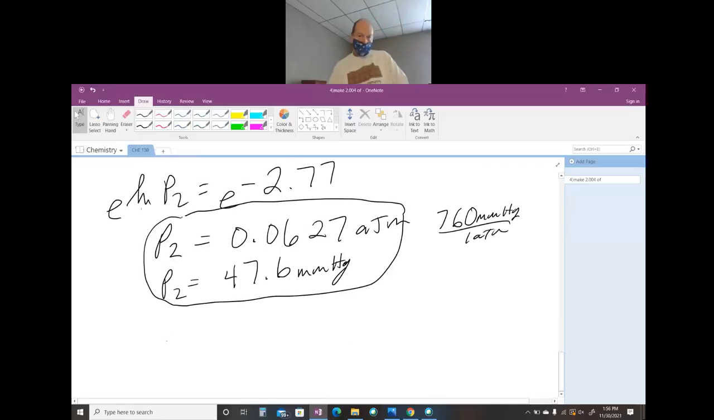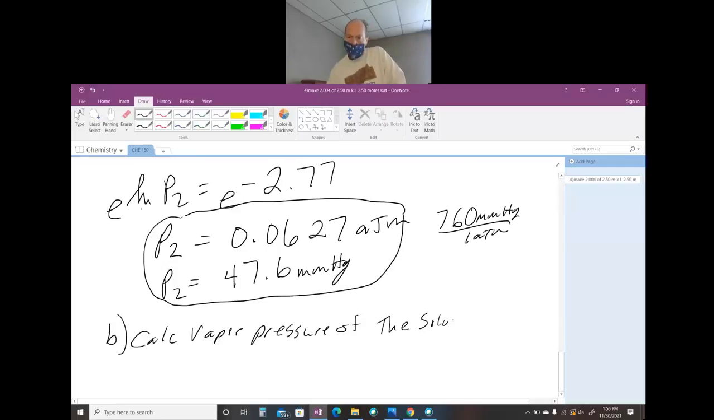All right, part B. Part B is find the pressure of this solution. Calculate the vapor pressure of the solution at 35 degrees Celsius.